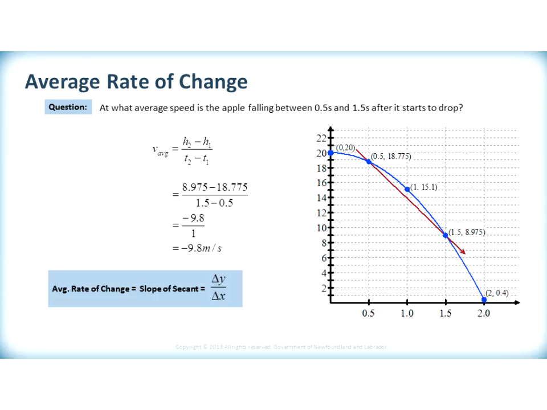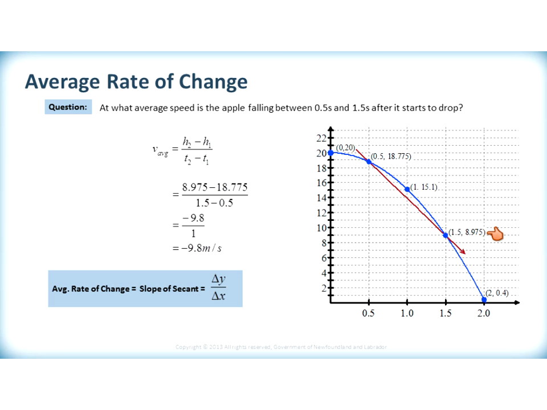So the first thing we're going to talk about is average rate of change. The question we're asked is, at what average speed is the apple falling between 0.5 seconds and 1.5 seconds after it starts to drop? If you look over on the graph, this point right here represents the time and then the height that we have for the apple 0.5 seconds after it falls out of the tree. And then down here we have something similar for 1.5 seconds after the apple has fallen from the tree. And what we're asked to do is, between those two times, determine the average speed.